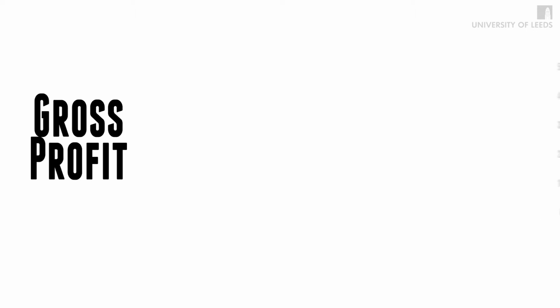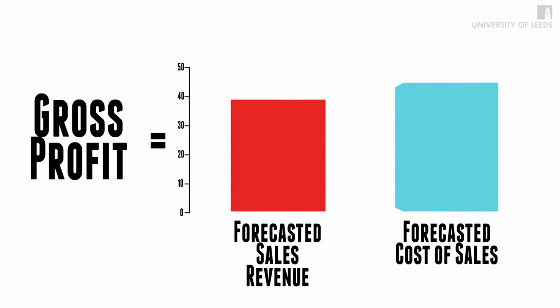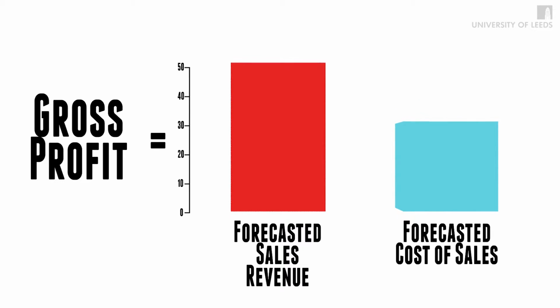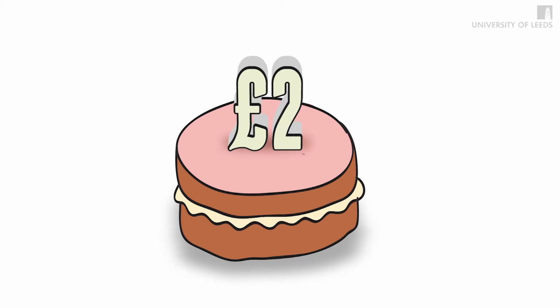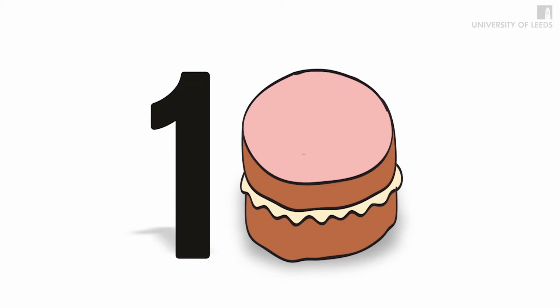A simple measure of profit, known as gross profit, can be obtained by comparing our forecasted sales revenue against our forecasted cost of sales. This tells us how viable our business idea is. In our example, the idea was to sell cakes. Let's say our cake cost us £2 to make, so if we made 10 cakes in preparation for the day, our total direct cost of sales is £20.